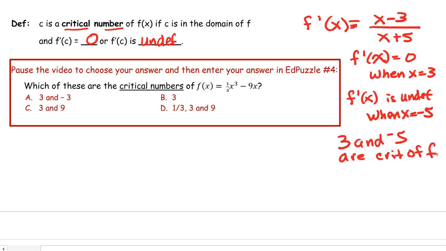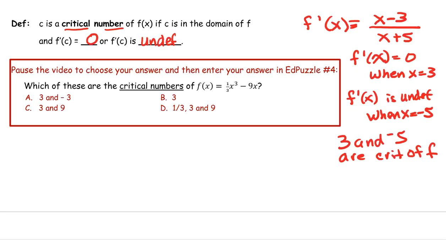If you have to find the critical numbers, you have to find the first derivative, and then you have to say where is the first derivative equal to 0, or where is the first derivative undefined. So we'll pause and let you answer another question.